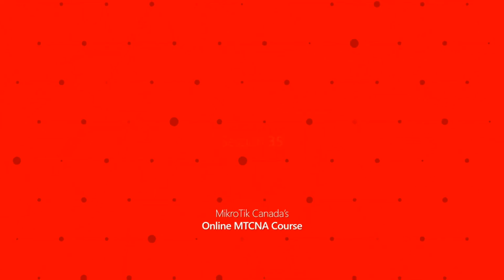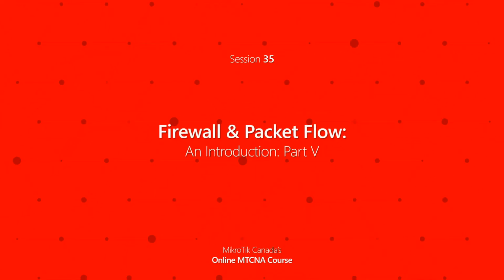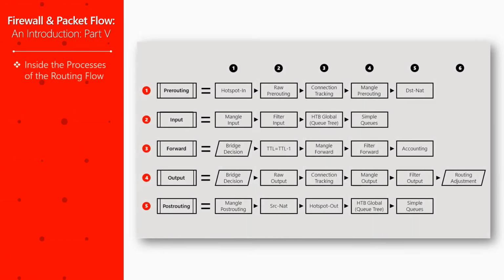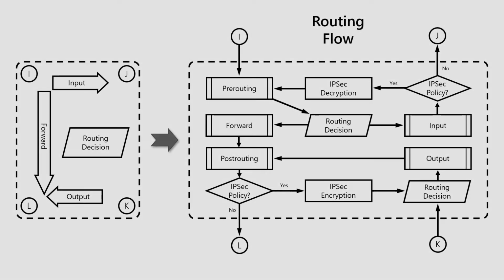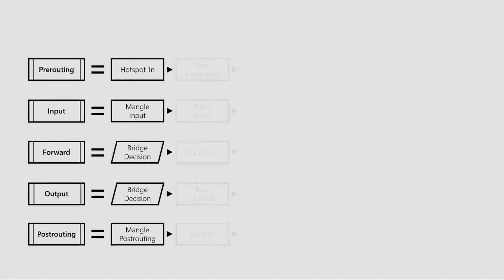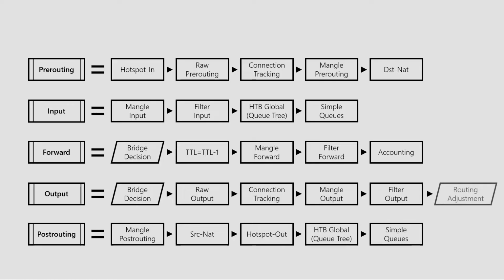In this video, we're going to talk about one thing only, and that is the smaller steps inside the 5 main chains or processes of the routing flow. We mentioned that the routing flow has 5 main processes or chains, namely prerouting, input, forward, output, and postrouting. However, to complete each of them, the router goes through a series of smaller steps. We'll number the processes from 1 to 5 and their smaller stages from 1 to 6, as we'll later use these for identification purposes in upcoming sessions.